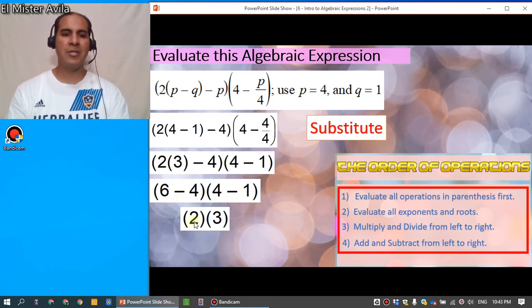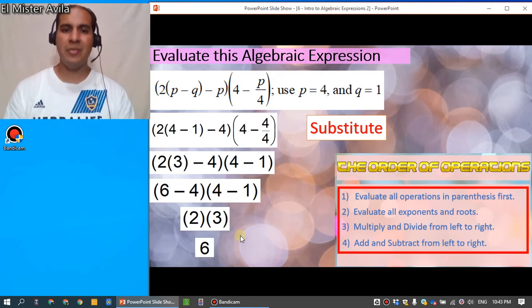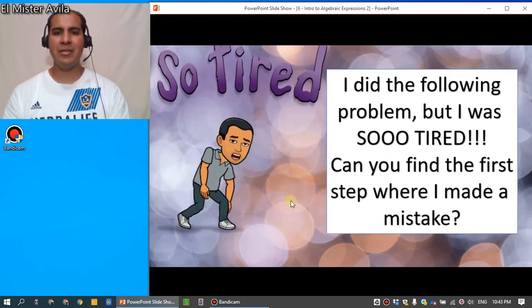6 minus 4 gives me 2. 4 minus 1 gives me 3. And 2 times 3 gives me 6. Congratulations if you got that answer, 6. If not, we'll keep practicing. And I'm sure you're going to get better at this.